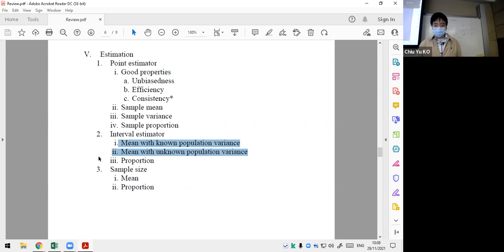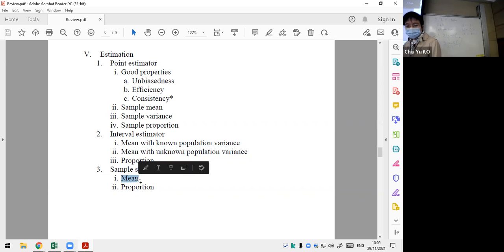Okay, and same here, when you calculate the mean, how many sample size you need. Here we need to assume normal. Okay, and proportion.